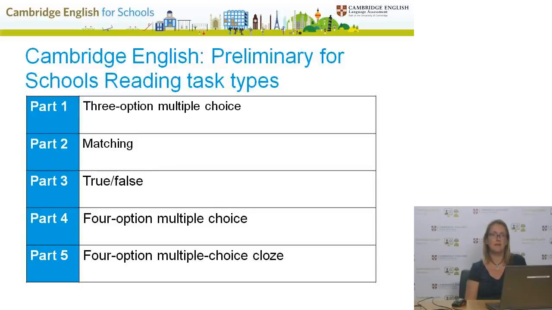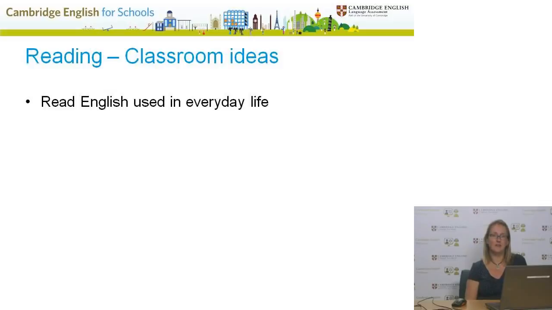Here, the test focuses mainly on vocabulary, but grammatical points such as pronouns, modal verbs, connectives and prepositions are also tested. You can see examples of all of these tasks in the Cambridge English Preliminary for Schools Handbook, which is available on our website. Now, let's focus again on classroom preparation. A good way to help readers practice their reading skills is to encourage your learners to look for authentic texts. A good place to find authentic text is in magazines.